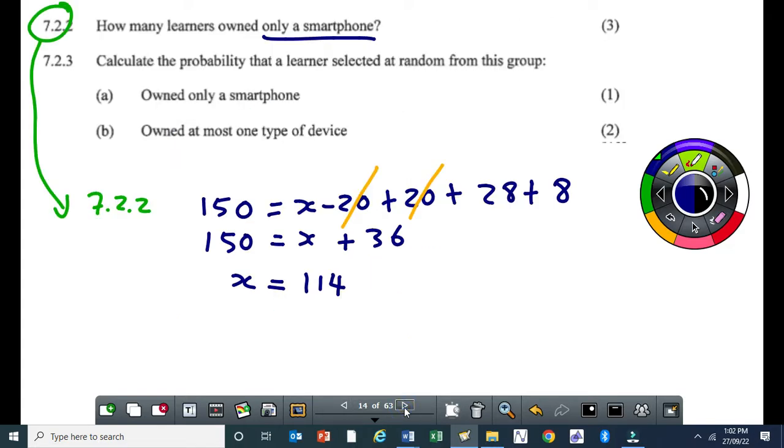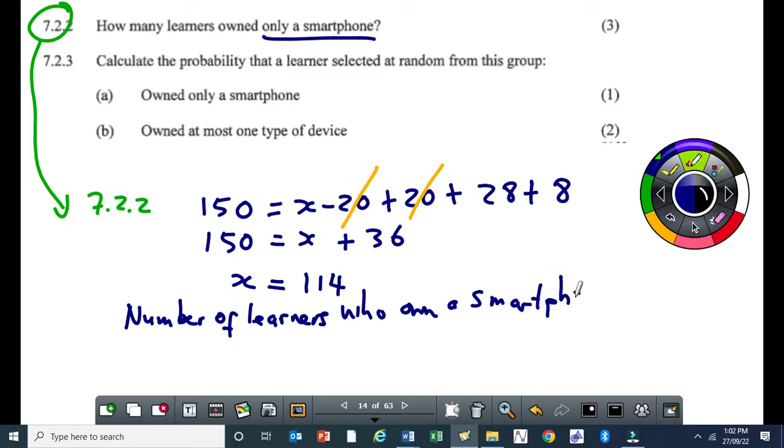It's 3 marks, you have to show your way. Let the mark allocation guide you. Right? So, number of learners who own a smartphone only is equal to 114 minus 20, which is equal to 94.